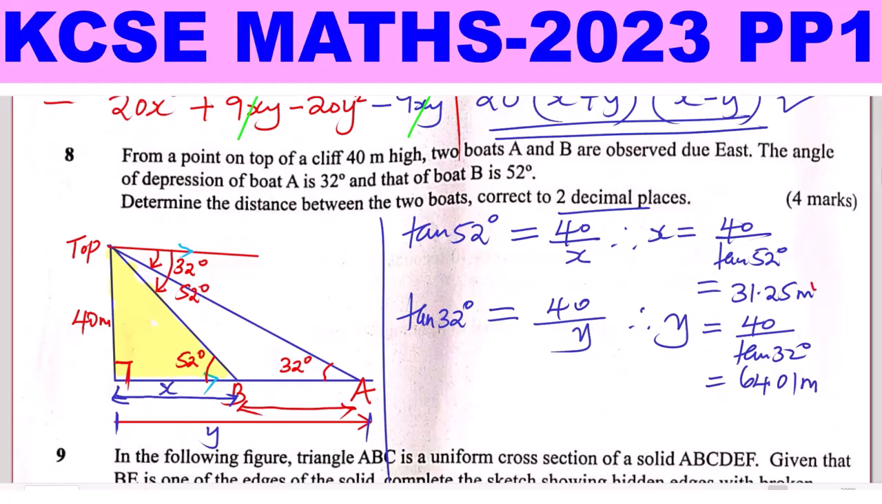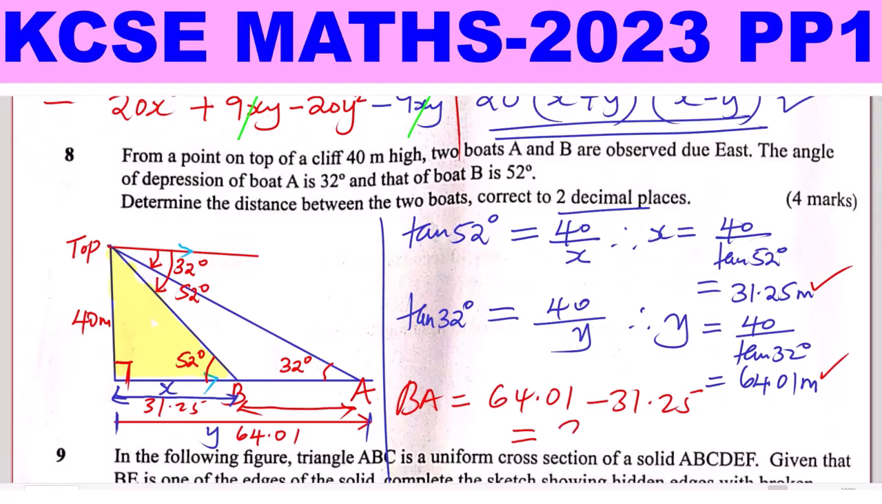Now we have these two lengths. So we have this side, which is 64.01, and then we have this one as 31.25. Now to get the distance BA, we simply take the whole length, which is 64.01, then we subtract 31.25. We remain with that required length, which is BA. This one will give us 32.76 meters. As simple as that.